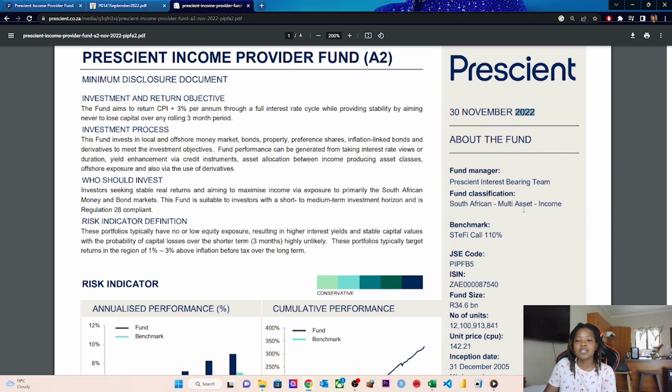So the fund classification is the South African multi-asset income. So why is this important? The classification is important because if you want to compare the Prescient Income Provider Fund to the Allan Gray Income Provider Fund to the Coronation Income Provider Fund, you need to be comparing like for like, right? Because Prescient is saying that it's multi-asset, then you can't go and compare it to something that has a different classification because the rules for that fund and what it's allowed to invest in is different to this. So that's just the importance of the fund classification. We're not going to be comparing to other platforms and other asset managers at the moment, but it's just something to keep at the back of your mind.